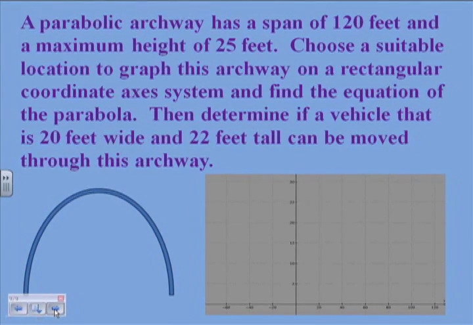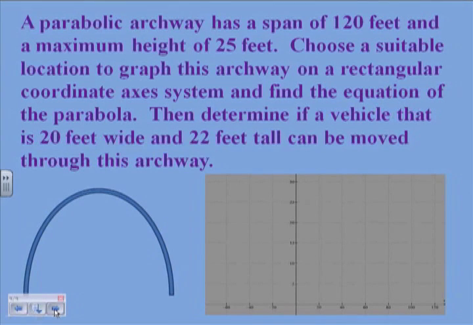But what we know is this thing has a span of 120 feet at the bottom, and it has a maximum height of 25 feet. I think you can tell I'm not drawn to scale, but that's okay. And I said, let's choose a suitable location to graph this archway on our Cartesian coordinate system. And I set this graph up so that you could actually consider a couple of possibilities.